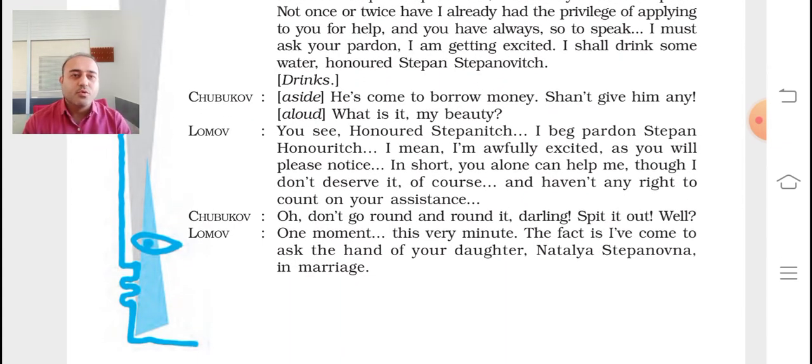Shubuko, aside: He has come to borrow money. I shan't give him any. What is it, my beauty? Aside means he is thinking in his mind that this fellow, that is Lomo, might have come to borrow some money again. Shubuko is thinking that this time I will not give him any money.